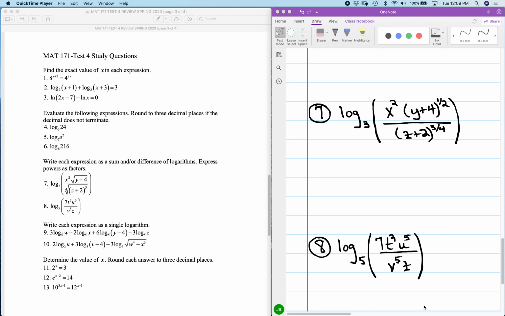In numbers 7 and 8, it says to write each expression as a sum and or difference of logarithms. Express powers as factors, or in this case as coefficients. For number 7, we have the base 3 logarithm of x squared times the square root of y plus 4, all over the fourth root of the cube of the quantity z plus 2. In the case of 8, we have the base 5 logarithm of the ratio 7t squared u to the third all over v to the fifth times z.